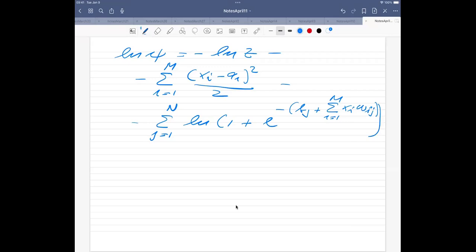And then what we need are the following equations. So we need d ln ψ with respect to a_i, these parameters. If I take the derivative of that, since I have a minus there, I get a plus. So this gives me simply 1, since I get rid of x_i minus a_i. So that's pretty easy to implement.